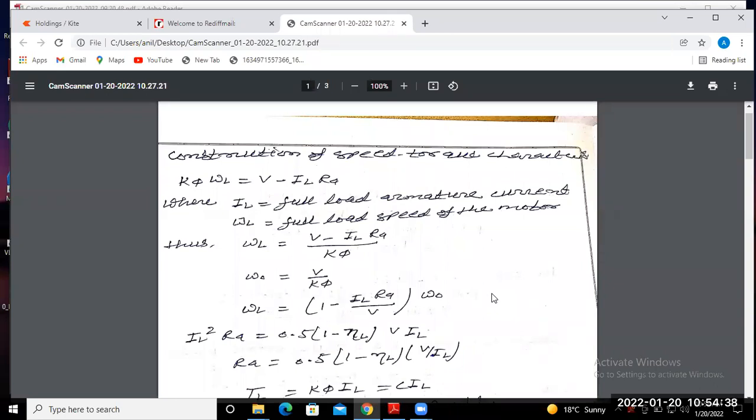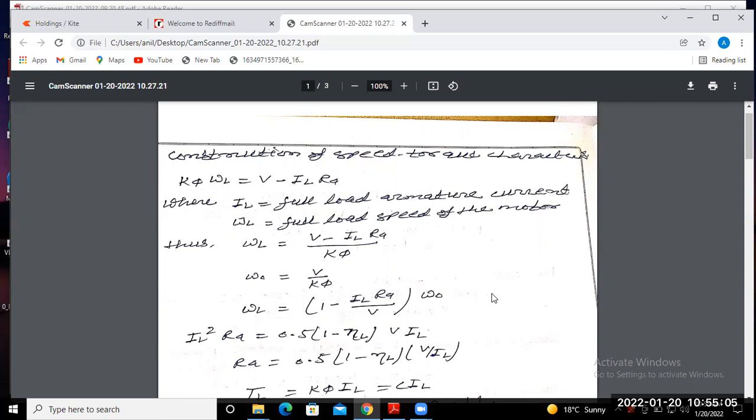So the armature resistance RA, which is not given in the machine, we can find out by approximation, by assuming half of the losses of the motor. If the armature resistance is not mentioned in the nameplate of the motor, then we can just consider half of the losses of the motor at the rated torque as copper loss. That means assuming the maximum efficiency occurs at the rated load.